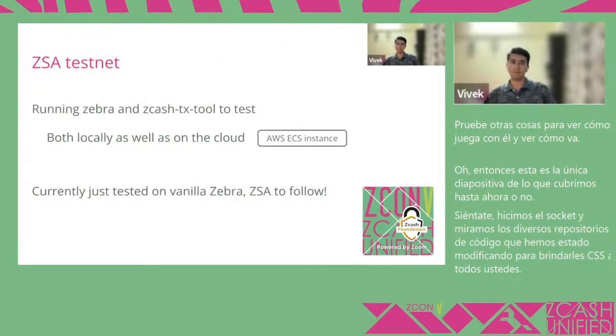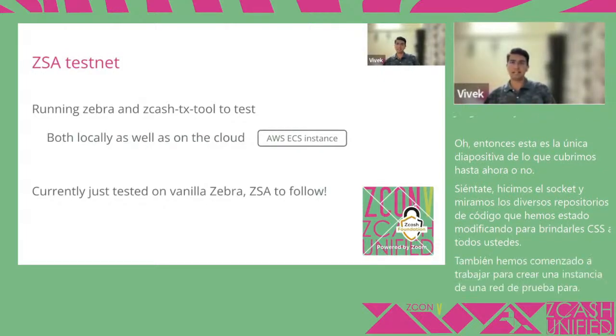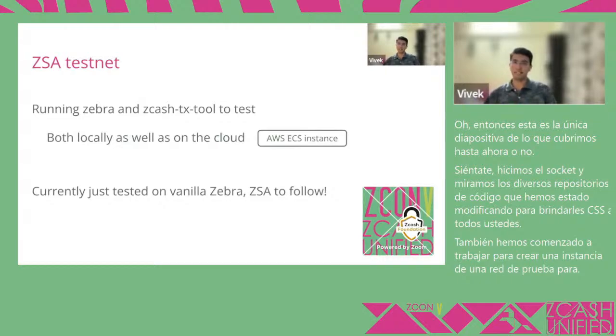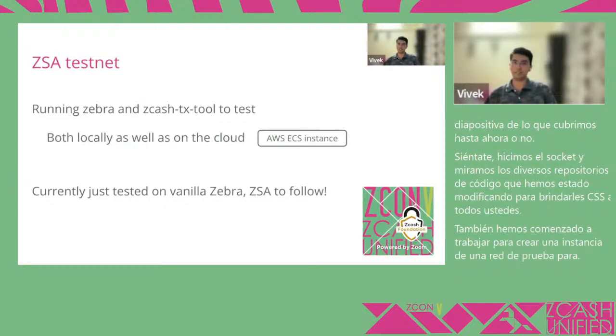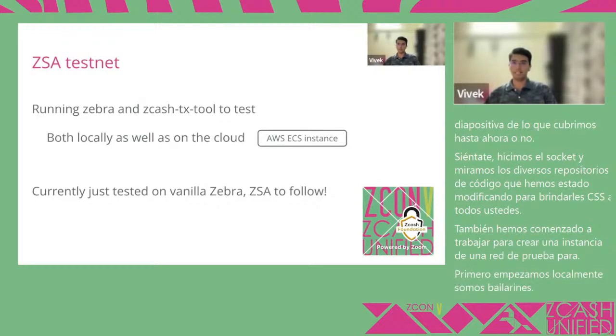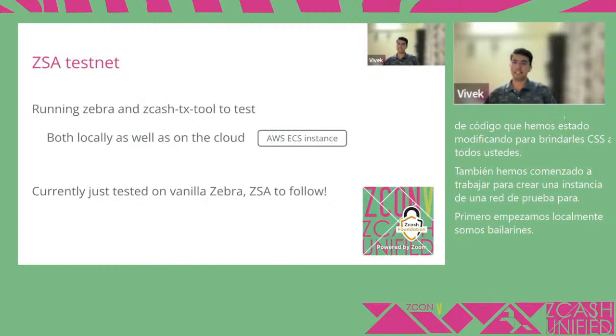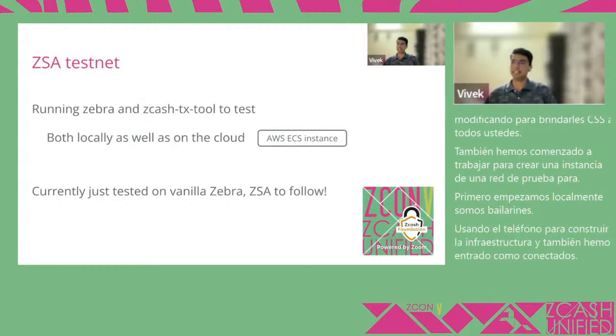We have also begun the work for instantiating a testnet for ZSAs. First, we started local. We ran Zebra locally. We used the Zcash transaction tool that we just described. Then we moved to the cloud. We have run Zebra on an AWS ECS instance using Terraform to build the infrastructure. And we have also connected that with the Zcash transaction tool and run the tests.